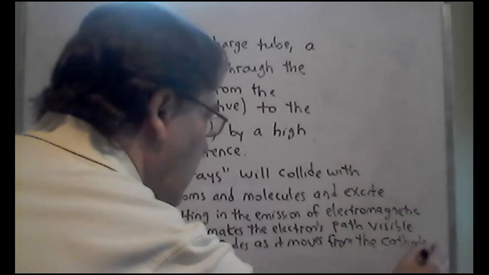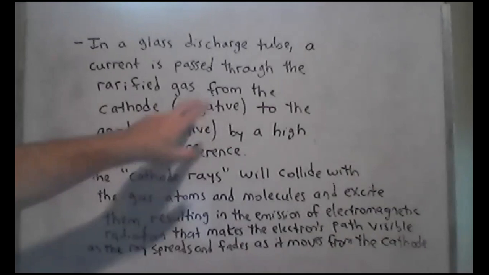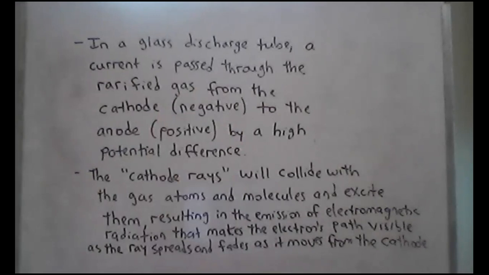Right. So again, the glass discharge tube has a rarefied gas in it. A current passes from the cathode, which is the negative, to the anode, the positive, by a high potential difference. The cathode rays, as they're called, will collide with the gas atoms and molecules and excite them. When we talk about exciting atoms and molecules, we'll talk more about it later in this chapter. But essentially, you put them into an excited state. The electrons move to a higher energy level, and then the electrons will fall from the higher level to the lower level and give off photons.